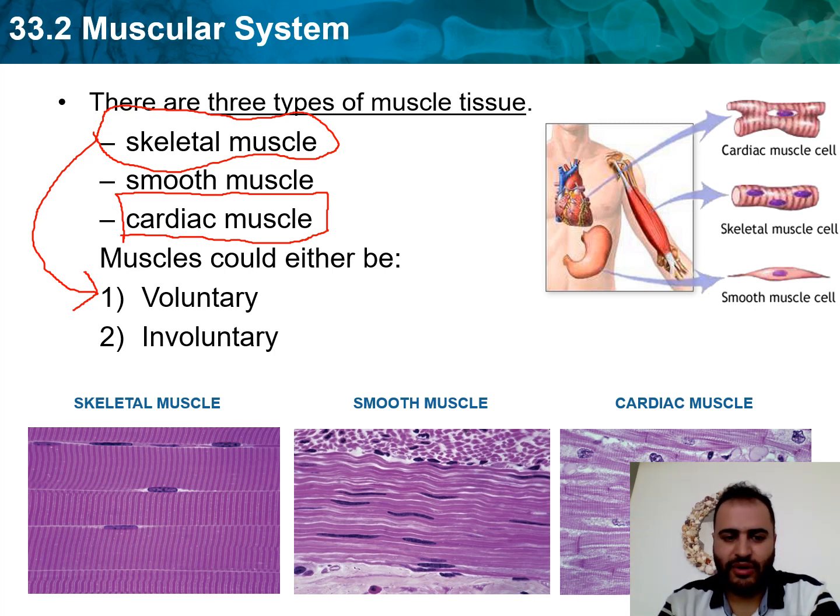Now someone might say that, okay, breathing, I can control it. Yes, we can control it. So we can say breathing is both, because the muscles that control breathing are skeletal muscles that we can control. But if you don't control them, the brain will take over this function because we cannot stop breathing. And the same thing for smooth muscles, which are involuntary. We cannot control smooth muscles.